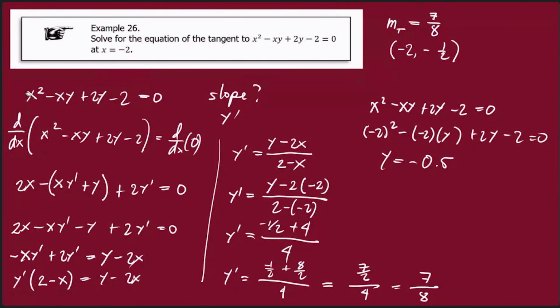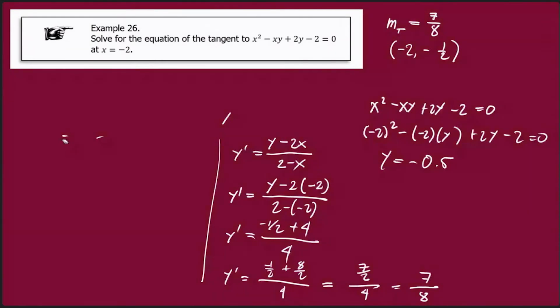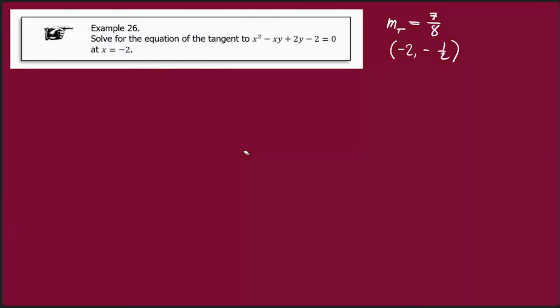None. Okay, I'll erase, since there is no space. We have the slope and the point of tangency. So, proceed directly to the point slope form: y minus y sub 1 is equal to m times x minus x sub 1. What's your y sub 1? Negative 1 half. This is equal to your m, which is 7 over 8, times x minus your x sub 1, which is negative 2.